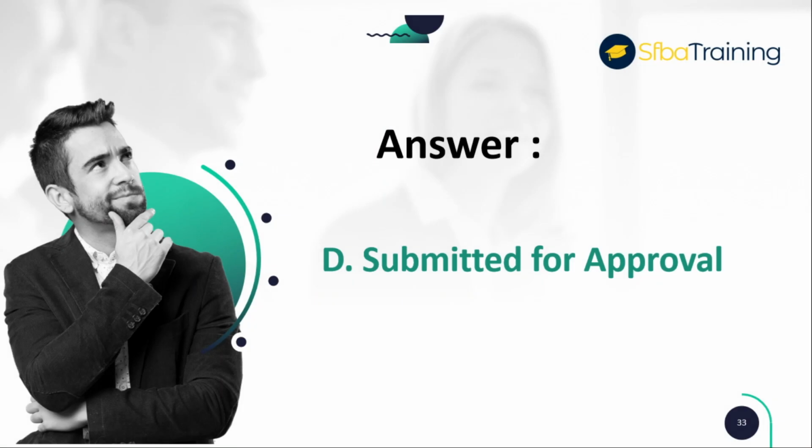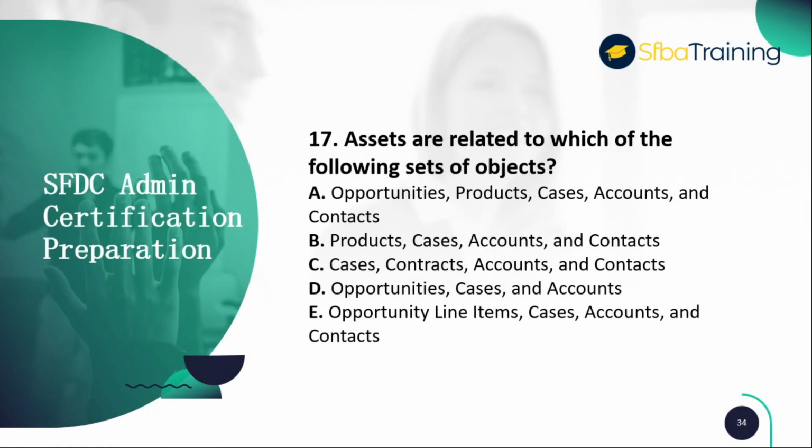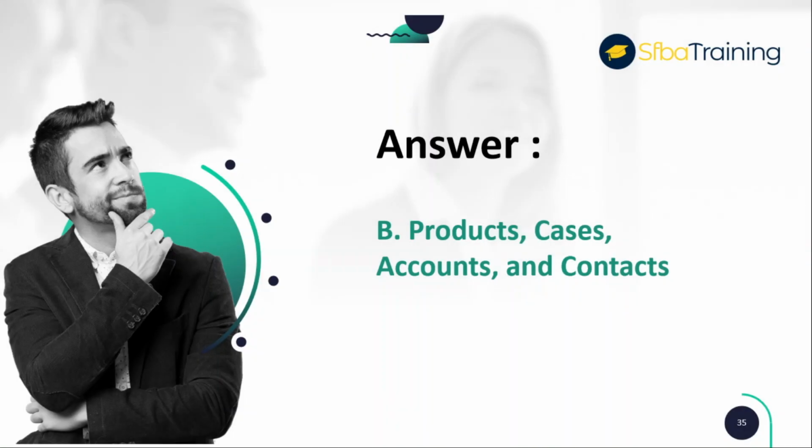Submitted for approval. Number 17. Assets are related to which of the following sets of objects? A. Opportunities, products, cases, accounts, and contacts. B. Products, cases, accounts, and contacts. C. Cases, contracts, accounts, and contacts. D. Opportunities, cases, and accounts. E. Opportunity line items, cases, accounts, and contacts. The answer is B. Products, cases, accounts, and contacts.